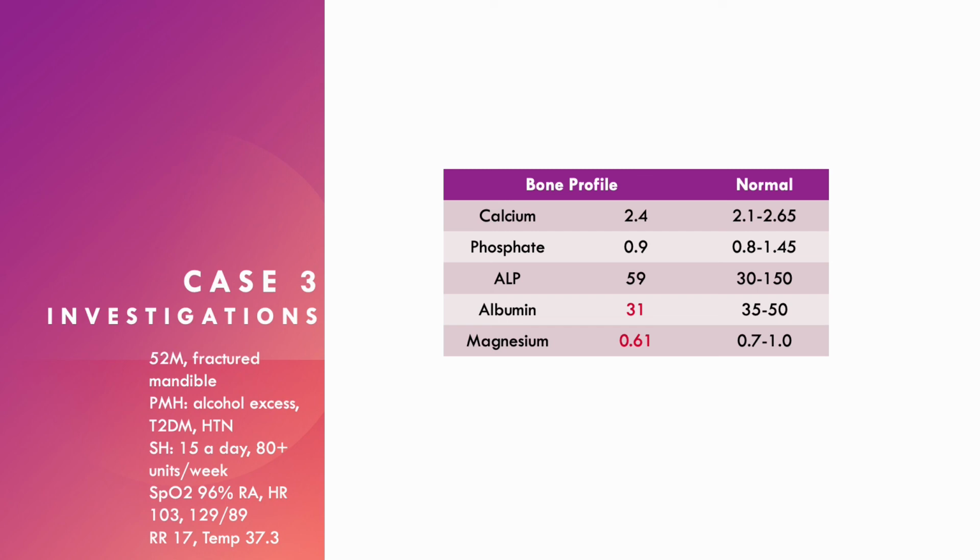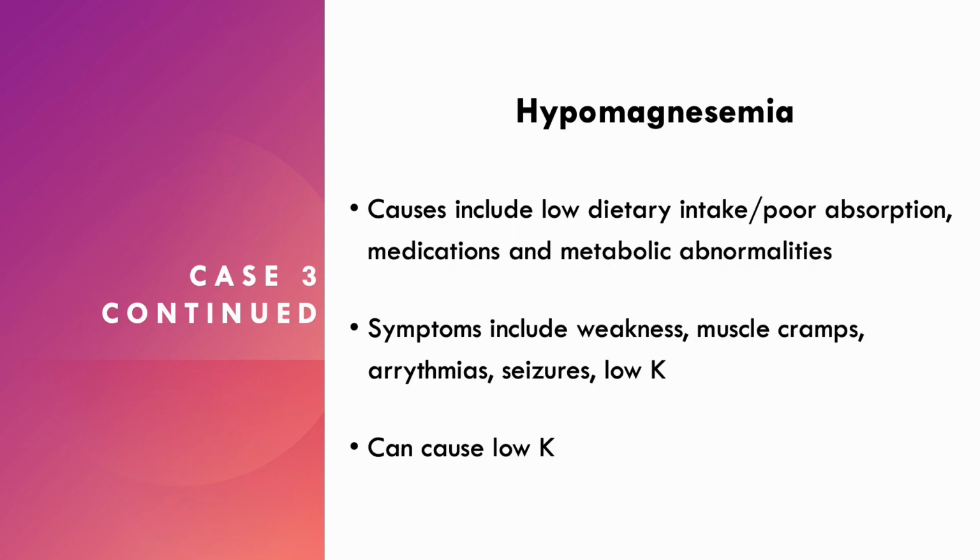You also note that the magnesium is low. So this is hypomagnesemia, which we're just going to go over. Hypomagnesemia causes include a low dietary intake, poor absorption, some medications, and metabolic abnormalities. Symptoms include weakness, muscle cramps, arrhythmias, seizures, and low potassium. And as we've just seen, it can be a cause for low potassium.